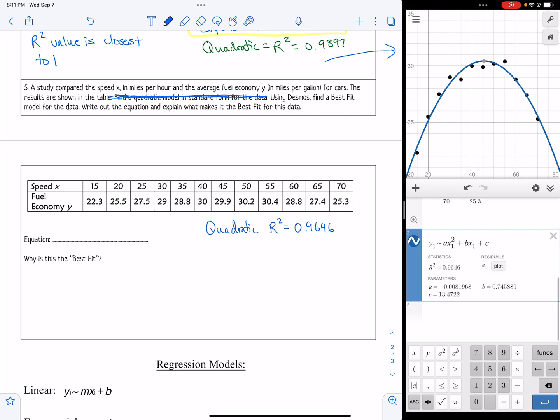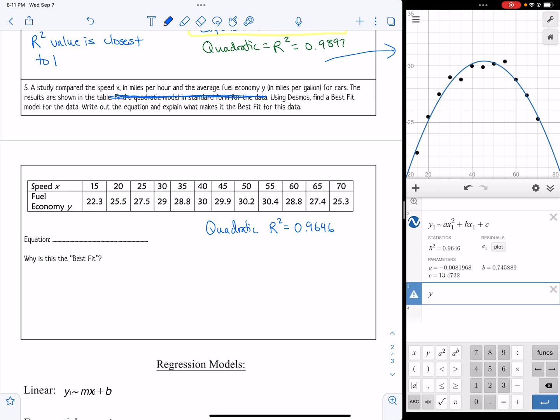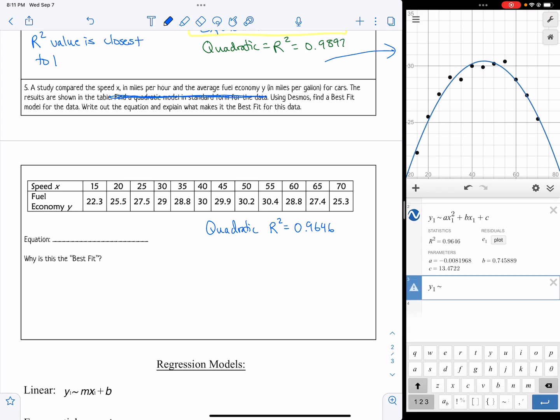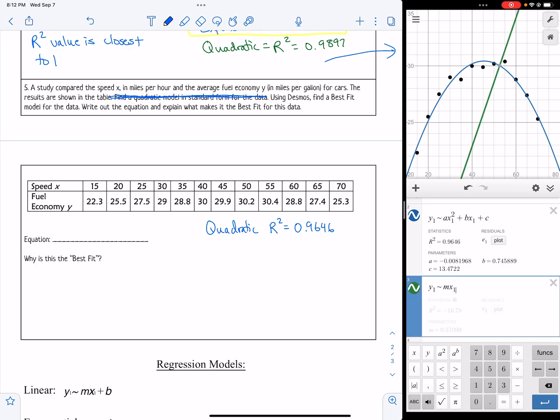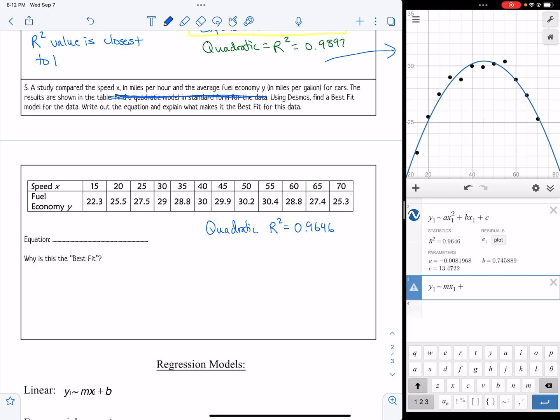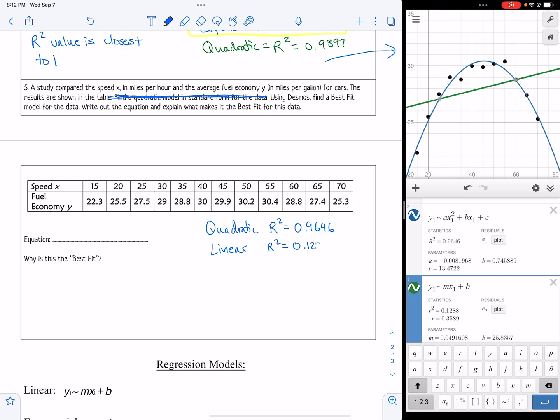Now leave that there, and in the next row do linear. So y subscript 1 is approximately m x subscript 1 plus b. Okay, we can definitely tell that doesn't look good. So linear R squared was 0.1288. That kind of looked like the last one we saw because I didn't have it squared.